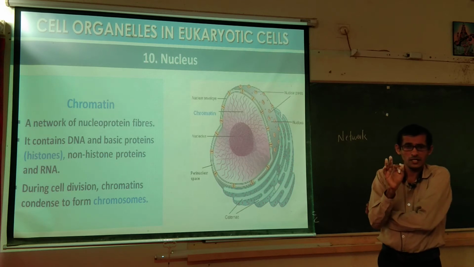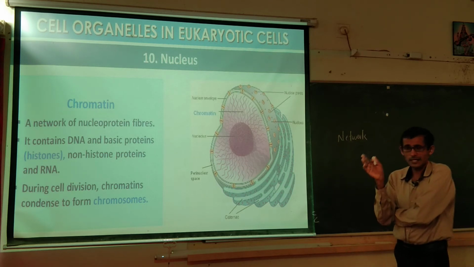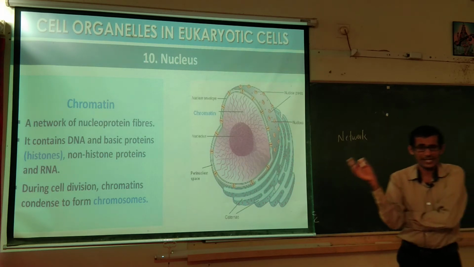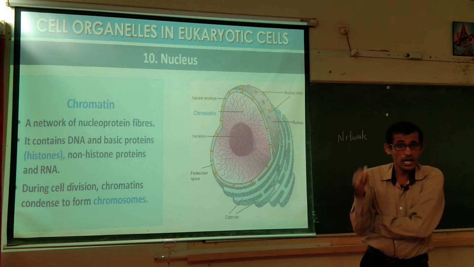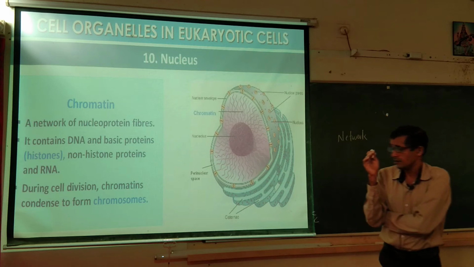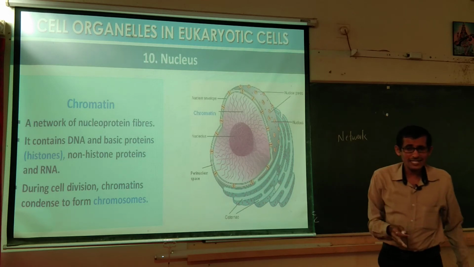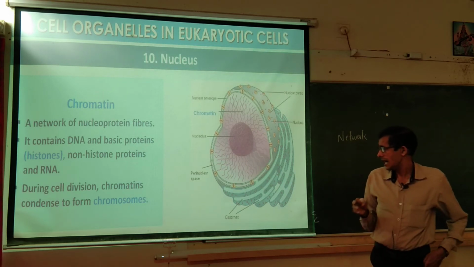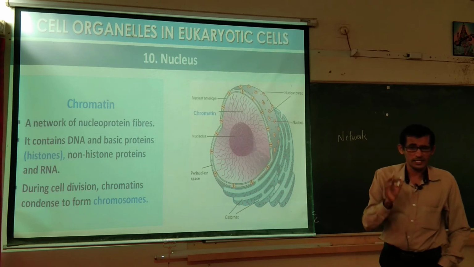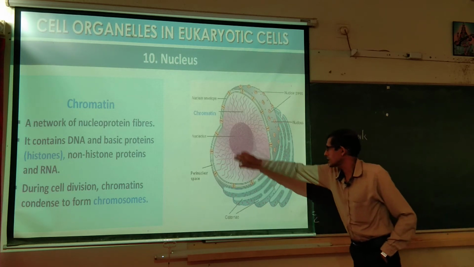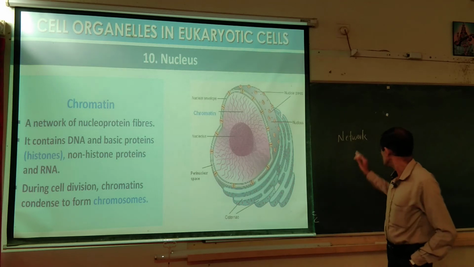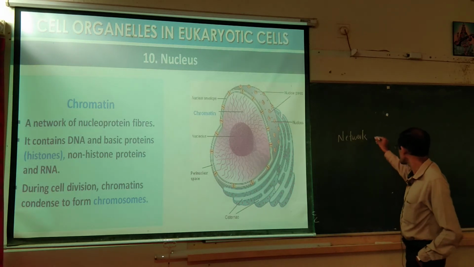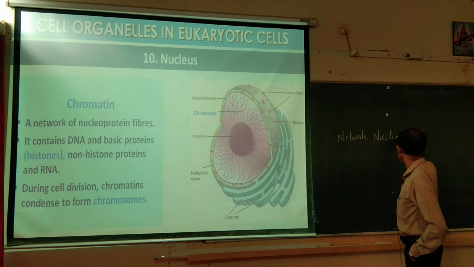Nucleic acid DNA, isn't it? The major nucleic acid is the DNA, deoxyribonucleic acid, the genetic material, and which is associated with the basic protein, that is histone particle, and non-histone proteins and RNA. All of this is present in this much space. That is what chromatin is. Chromatin, network of fibers, so it is called nucleoprotein.